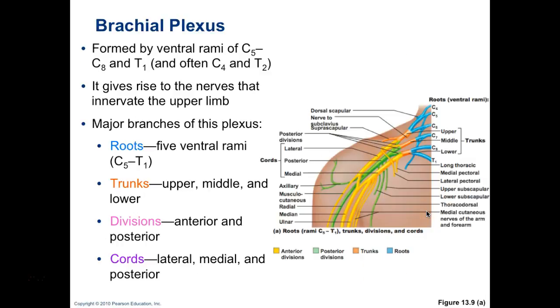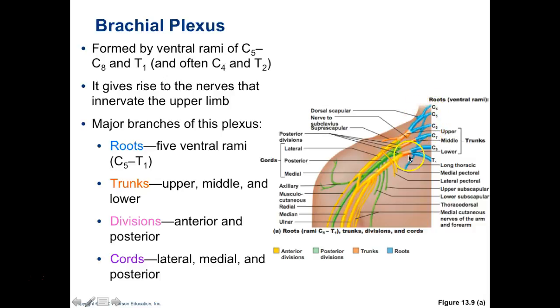Now we have our brachial plexus, and you really want to thank me for not having you memorize all 16 nerves that come off of the brachial plexus. But I do want you to know that this is going to come from the ventral rami of C5 through T1. There's C5 for us, and all the way down to T1. And you could see this is branching extensively here. So we break this down into different segments.